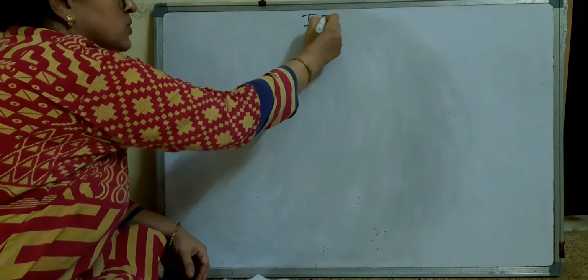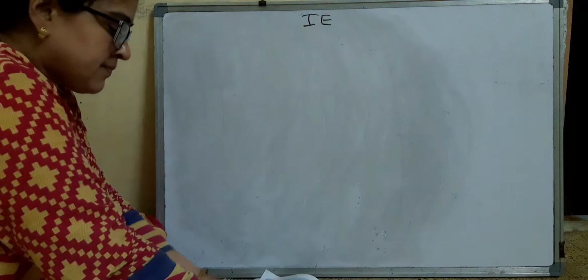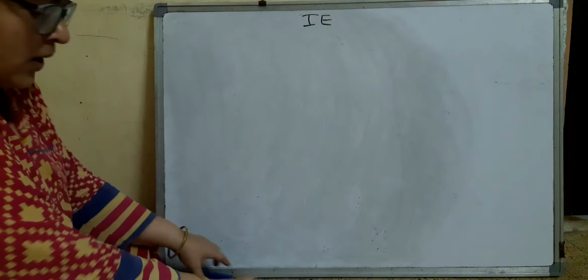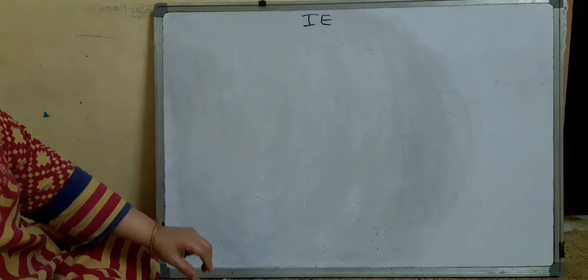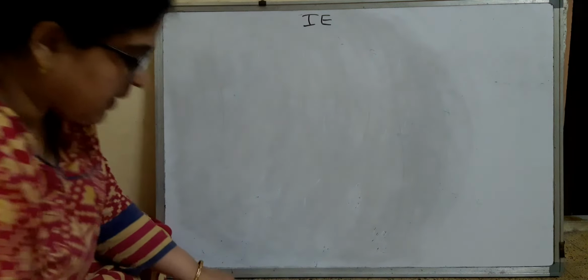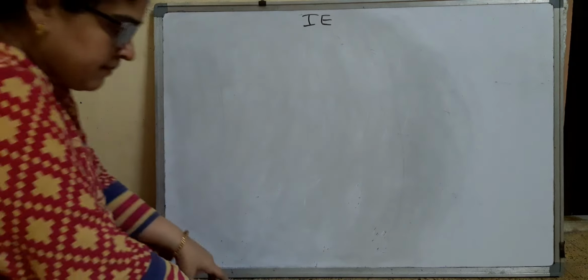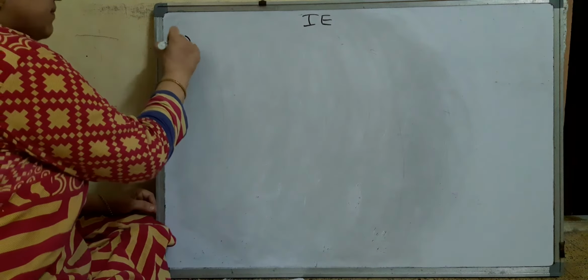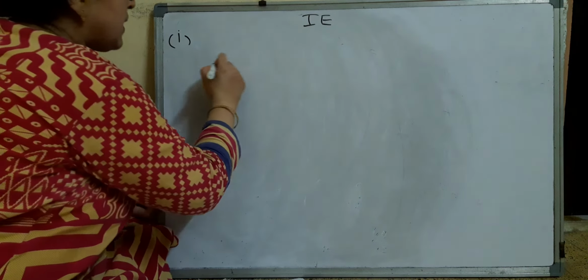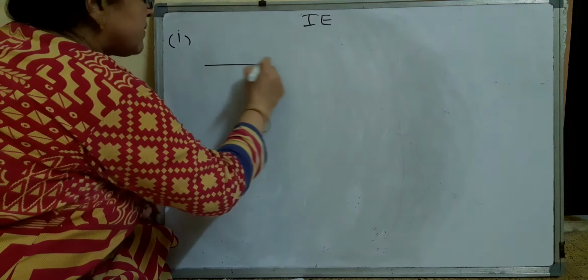Now today I am going to teach 1E exercise. First of all, draw the number line and mark the numbers. Here the numbers given are 3 upon 4, 7 upon 4, minus 3 upon 4 and minus 7 upon 4. This is the question, right?